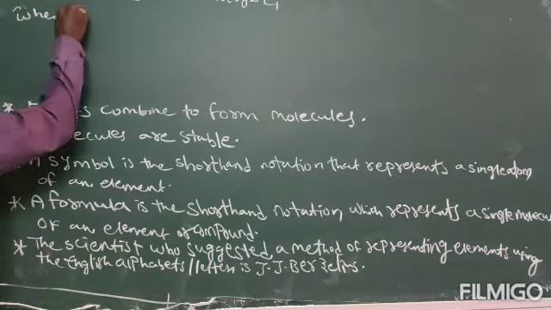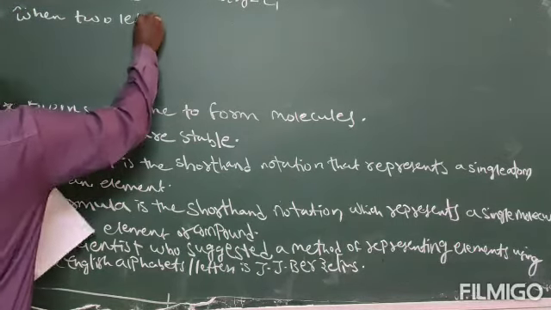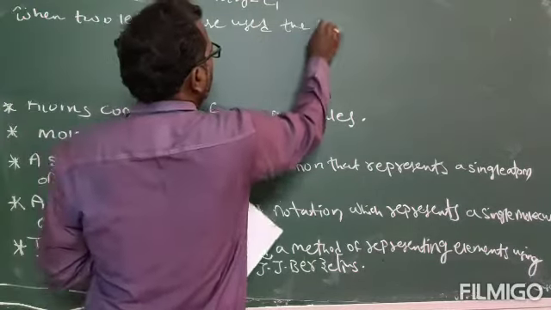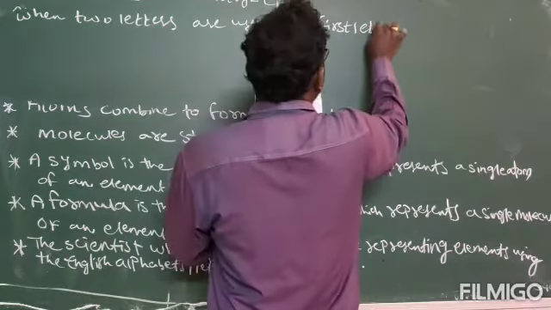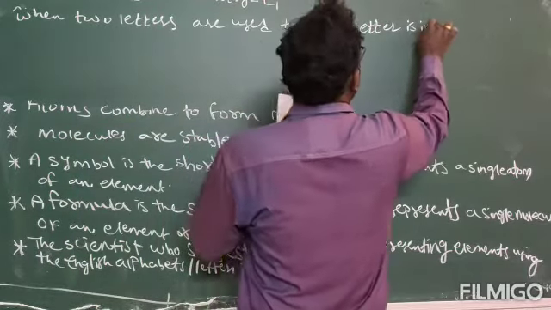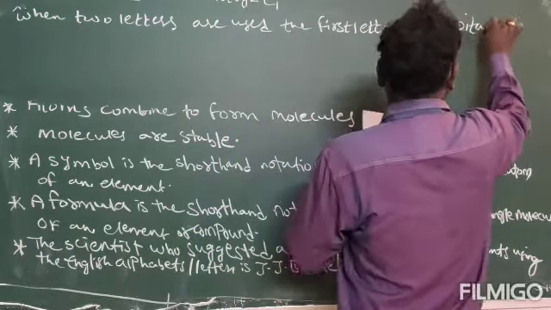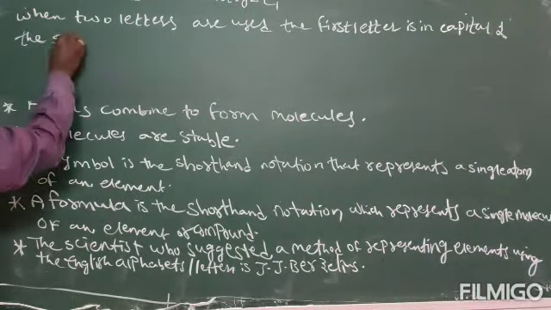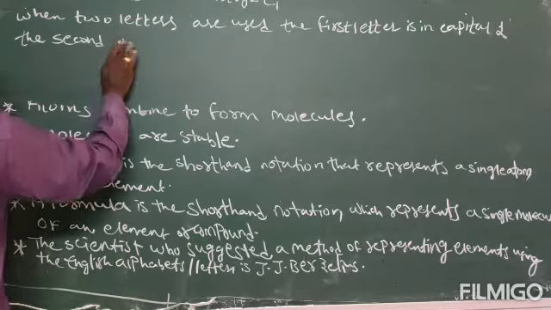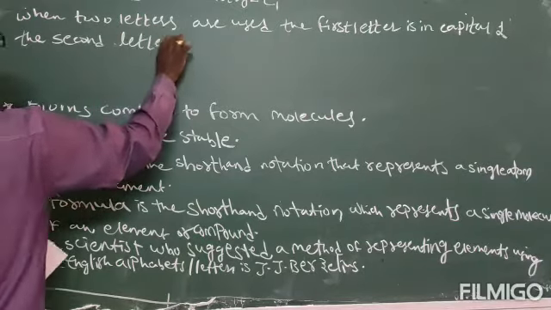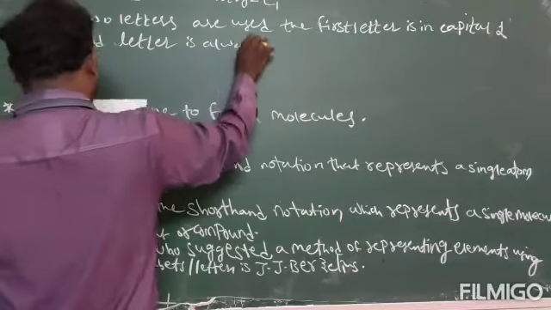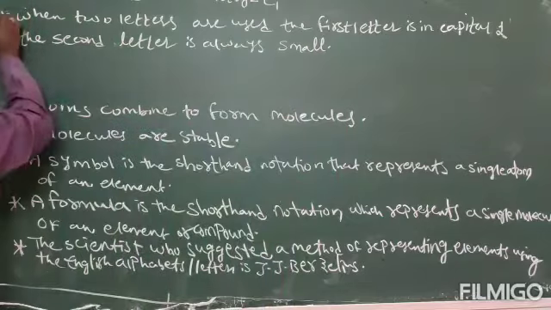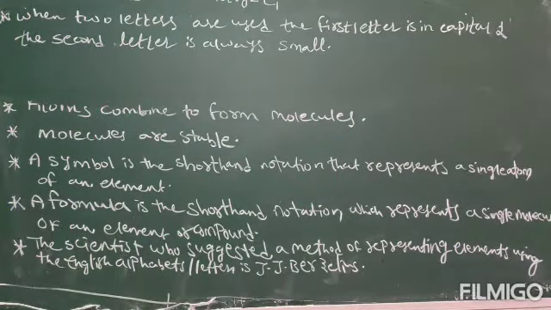Okay? When two letters are used, the first letter is capital and the second letter is always small. Okay, so these are the basic rules which we have.